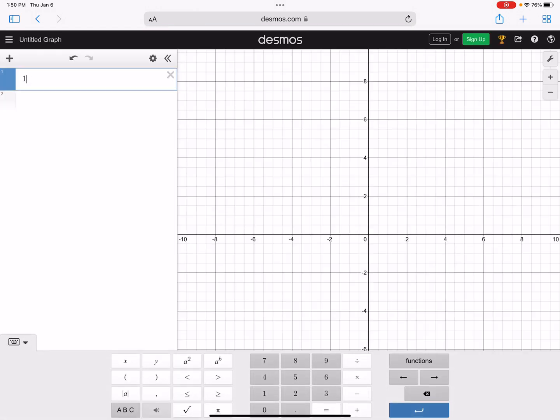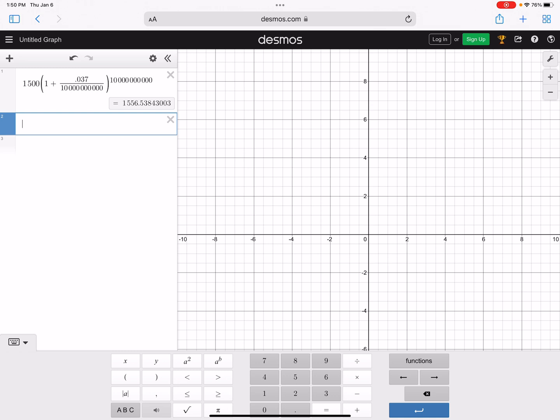Okay, so like if I took, let's do the one we just did. If I did $1,500 at 0.037%, and I did it 1, 2, 3, 4, 5, 6, 7, 8, 9, 10. So I compounded it like that. And I did that 1, 2, 3, 4, 5, 6, 7, 8, 9, 10. Okay, and so I hit return. That's what I would get in a year.